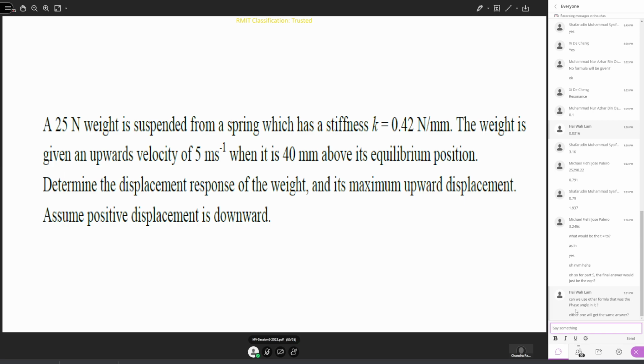A 25 newton weight is suspended from a spring which has a stiffness of 4.42 newtons per meter. The weight is given an upward velocity of 5 meters per second when it is 40 mm above its equilibrium position, so this is the displacement given.